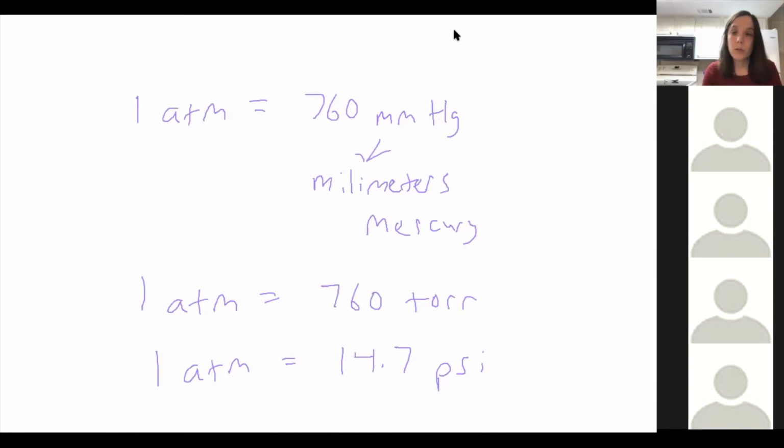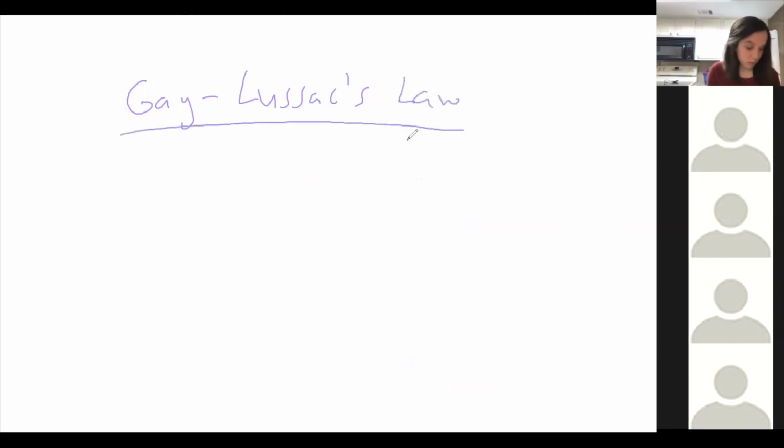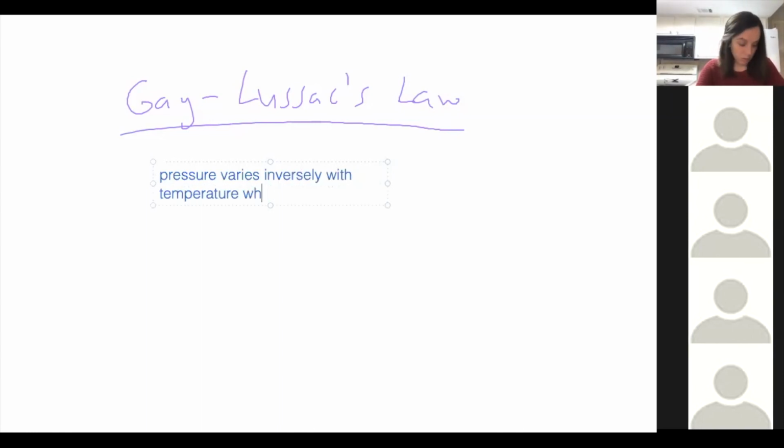Let me go ahead and clear this. Okay, last thing to go through today is Gay-Lussac's law. We looked yesterday at Boyle's law and Charles's law. And there's a few more laws that we're going to use in this chapter that deal with gases. Let me go and just type this up faster. Gay-Lussac's law says that pressure varies directly with temperature when volume remains constant.